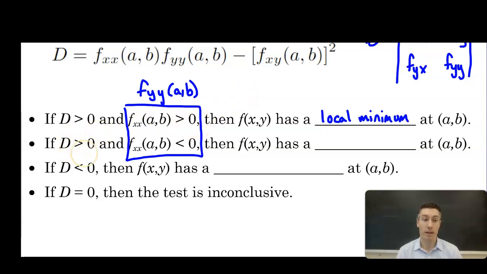Now, if we go through the process and that D value is positive, and now the second order partial derivative with respect to only x is negative, or with respect to only y, that means every cross section through (a, b) is concave down, which means (a, b) is a local maximum.